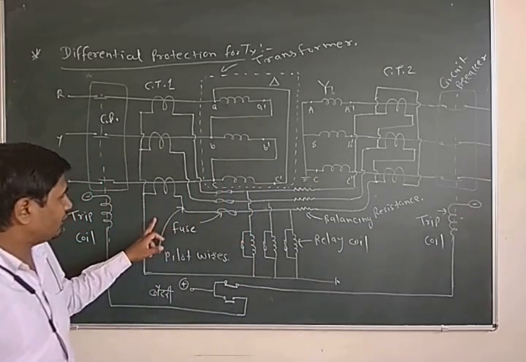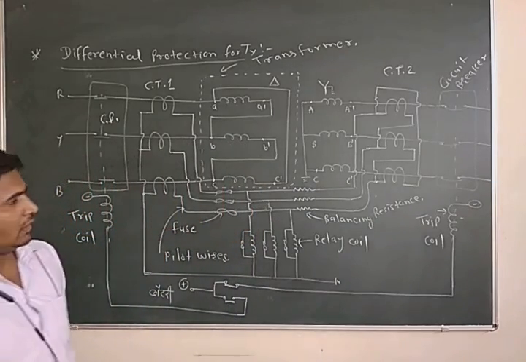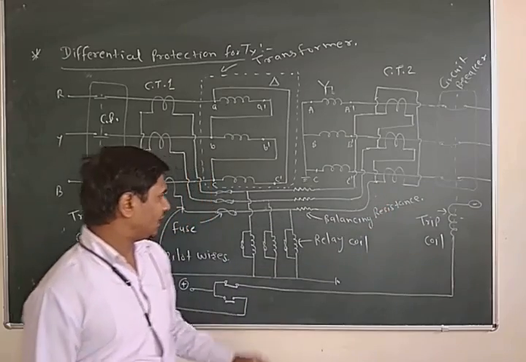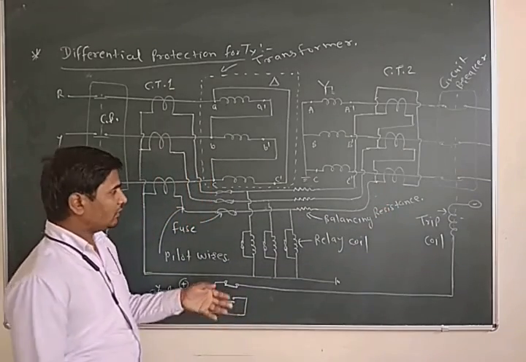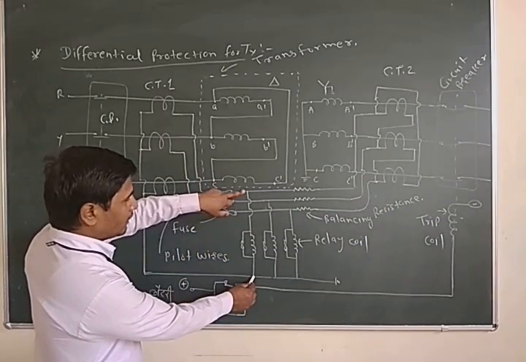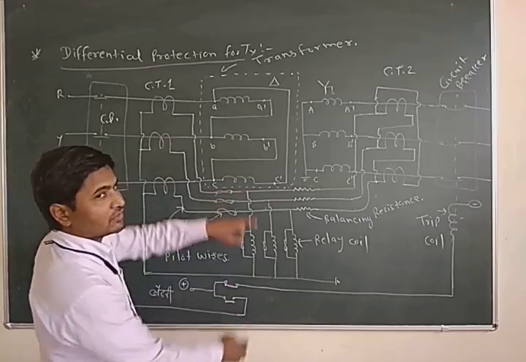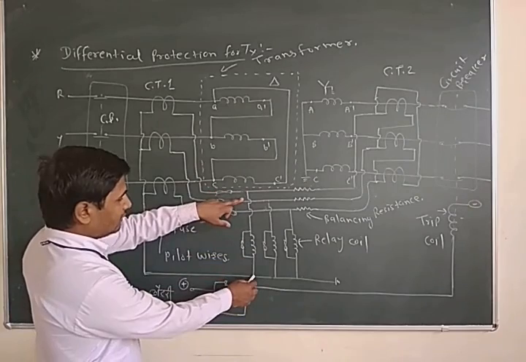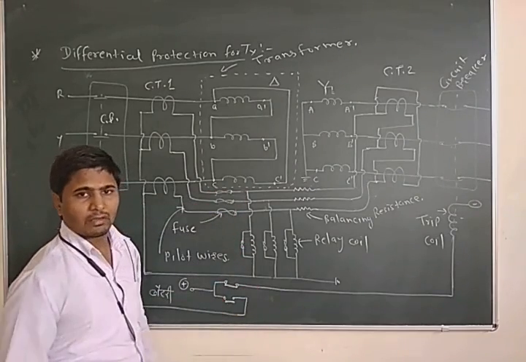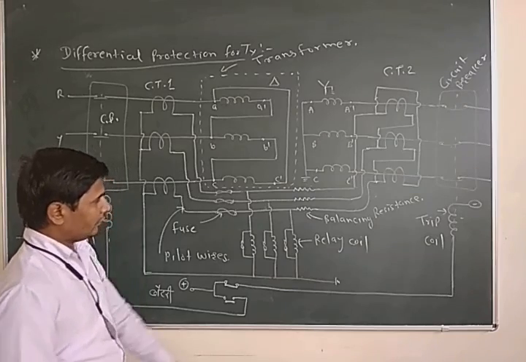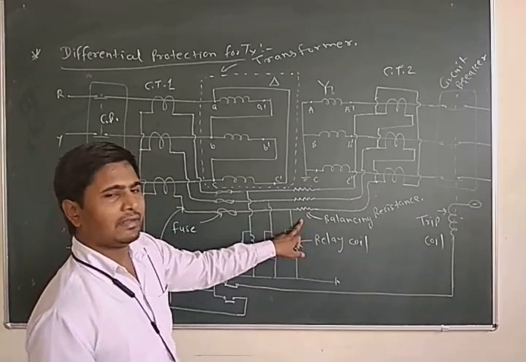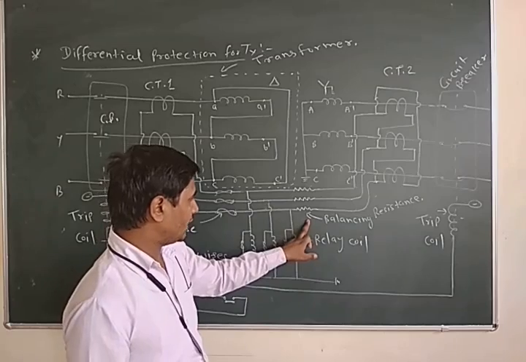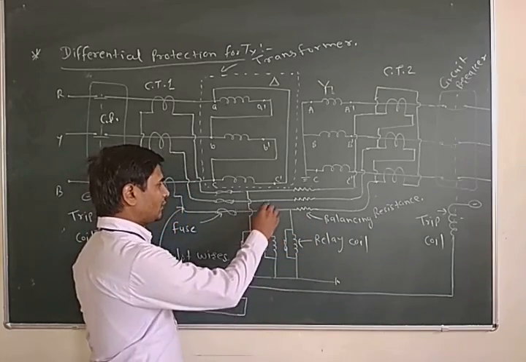Now the output of CT1 at the primary side and the output of CT2 at the secondary side are balanced in such a way that the current in the relay operating coil should be 0. In normal operating condition, there should not be any current flowing in the relay operating coil. So we use balancing resistance in case of any disturbance. The balancing resistances are required to adjust the equipotential points.